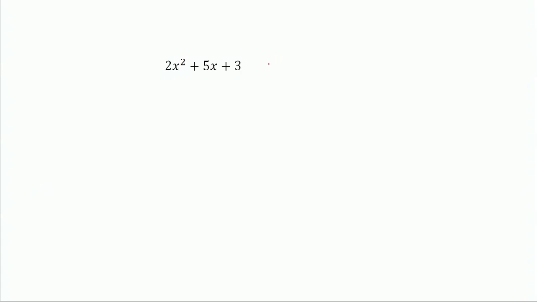Okay, so now we have another expression, 2x squared plus 5x plus 3. So we are looking for two numbers whose sum is equal to 5 and whose product is equal to AC. The coefficient of x squared is not 1 anymore, it's 2. So it'll be 2 multiplied by C, which is 3, which will give me 6. So I am looking for two numbers whose sum is 5 and whose product is 6.